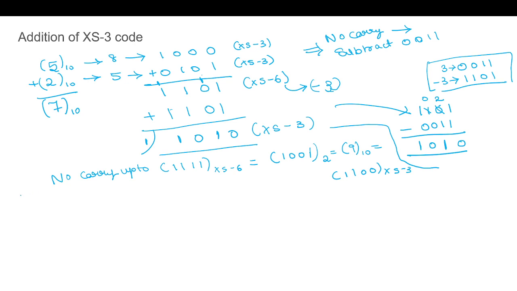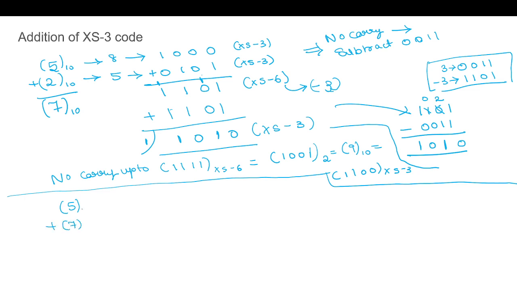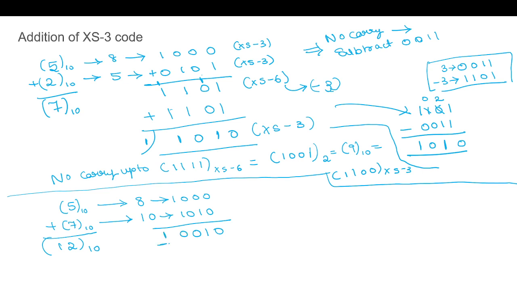Now, for example, if there is a carry, what do we have to do? If we consider an example, 5 plus 7 in decimal, there will be a carry, so it will be 12 in decimal. So now 5 will be 8, which is 1000, and 7 will be 10, which is 1010. Now add 0101 and so on. So there is one carry.